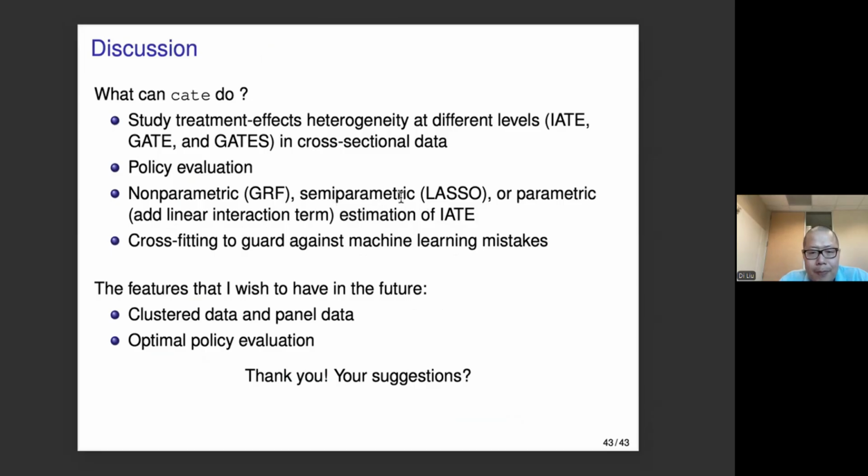So we use lasso or random forest to estimate nuisance functions. So it's semi-parametric in the outcome models and treatment assignment models. Or if you want, you can also use parametric specifications in the CATEs, like adding linear interaction terms. But even when using parametric assumptions on the tau(x) functions, I still recommend you to use CATE instead of just using regressions, because CATE uses cross-fitting by default, and that will guard against estimation errors in the parametric assumptions.